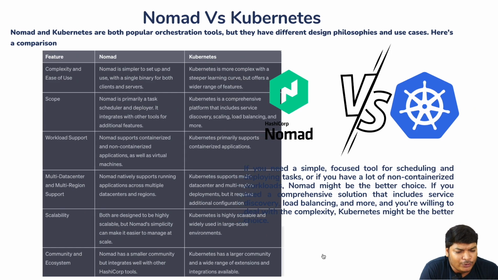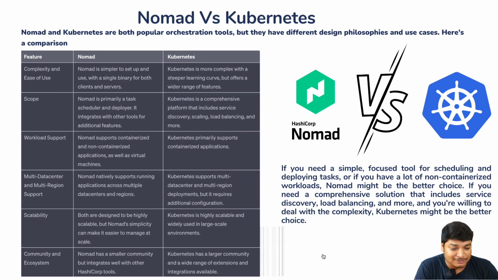Now, if you ask me, Sandeep, should you go for Nomad or Kubernetes? Let me say this. If you need a simple, focused tool for scheduling and deploying tasks, or maybe if you want to run a container or virtual machine directly, then Nomad will be a good choice. But if you need a comprehensive solution that includes load balancing, service discovery, and more such features in a single platform, then Kubernetes will be a good choice.